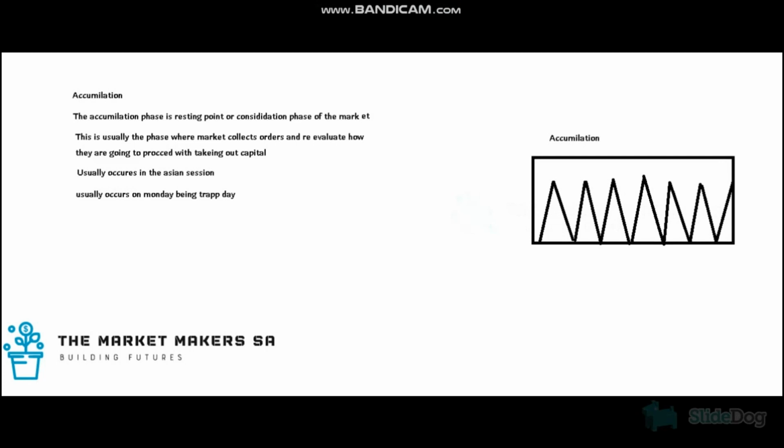This is usually the phase where the market collects orders and reevaluates how they're going to proceed with taking out capital. It's the period where they sit down, move the market slowly, and collect orders from people who think they know what they're doing, trying to trade, and eventually they get taken out. Then they strategize on how they're going to take out the capital, the stop losses, stuff like that. It usually occurs in the Asian session.